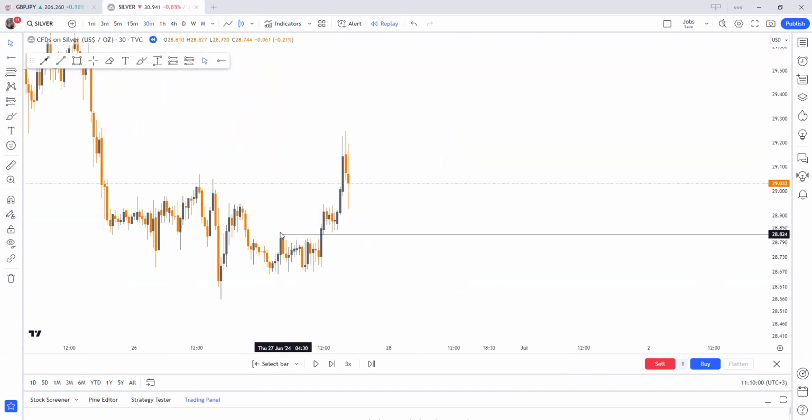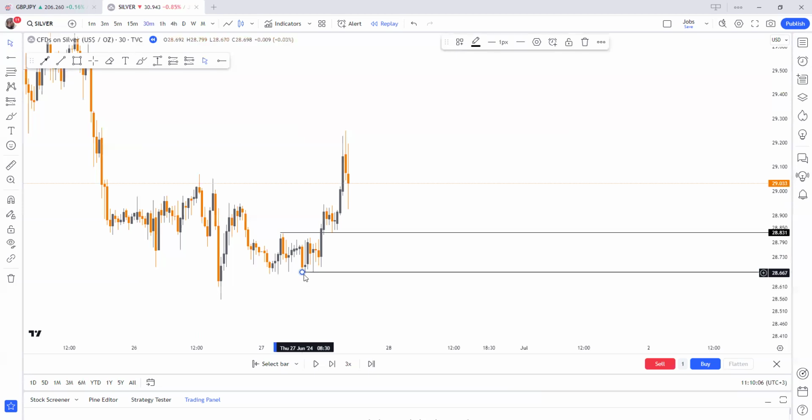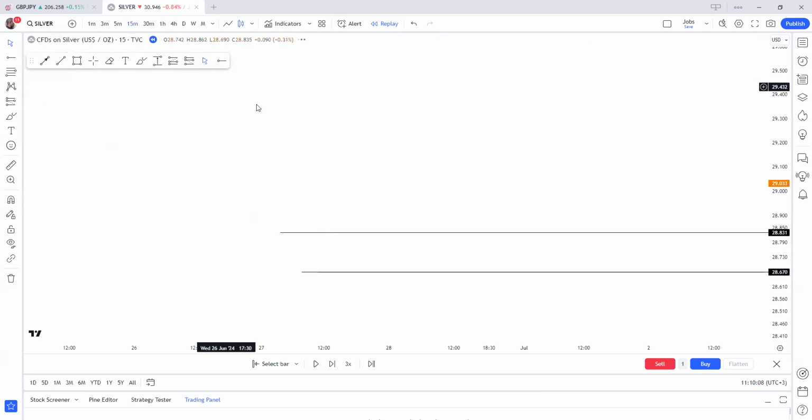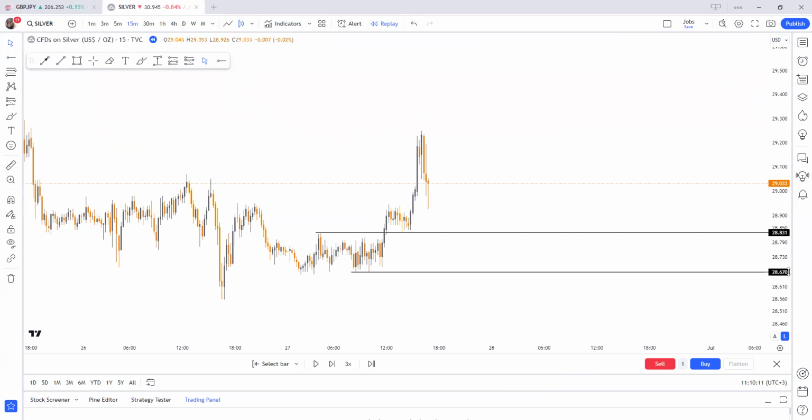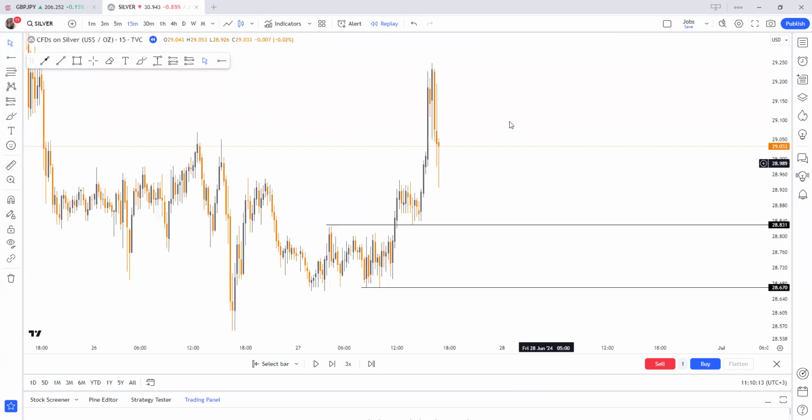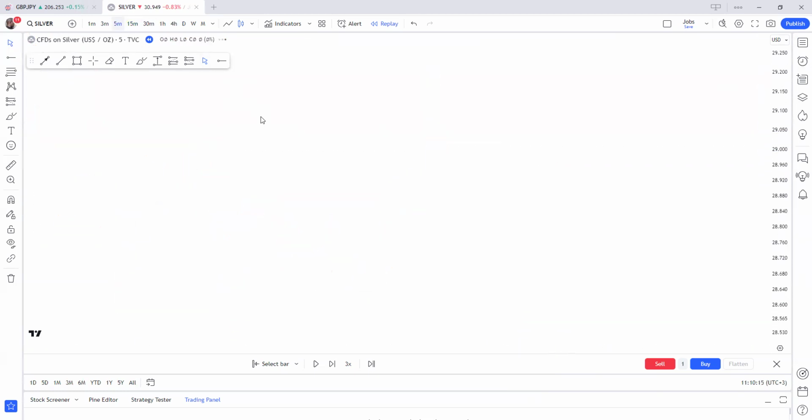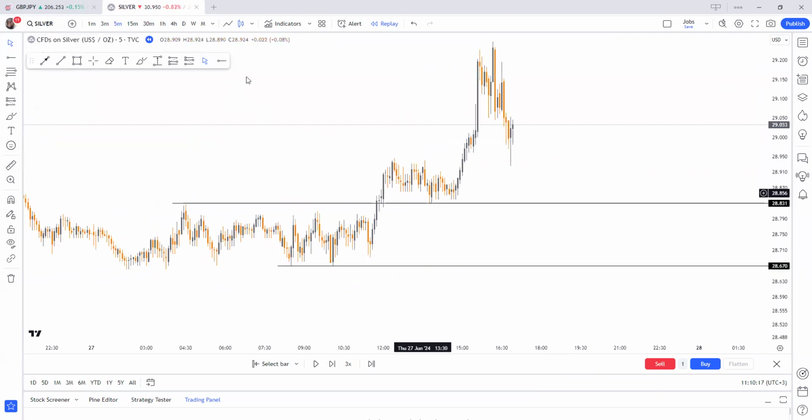So we had the first one, we had the second one. Eventually price won't leave this one to go to the other one that was left behind. So this is our area of liquidity. We go back to 5 minutes, because we came from 30. We look for the engineered liquidity or failed engineered liquidity.